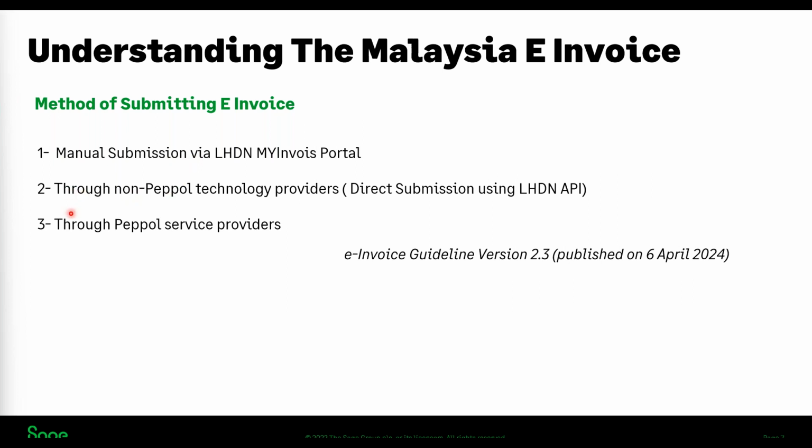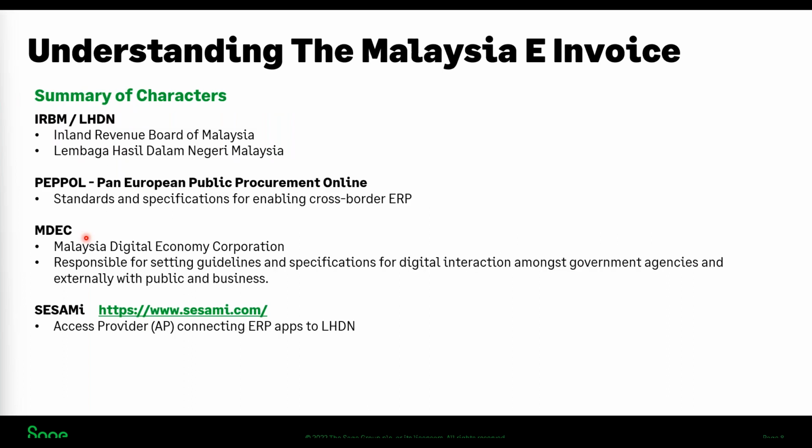So option number 2 and also option number 3 are basically an API that is provided by LHDN. One is through non-PEPPOL technology, another one is through a PEPPOL service provider. For Sage X3, we are actually using option number 3, through a PEPPOL service provider. Now, maybe you are starting to think, okay, what is this PEPPOL? We will explain to you in the next slide.